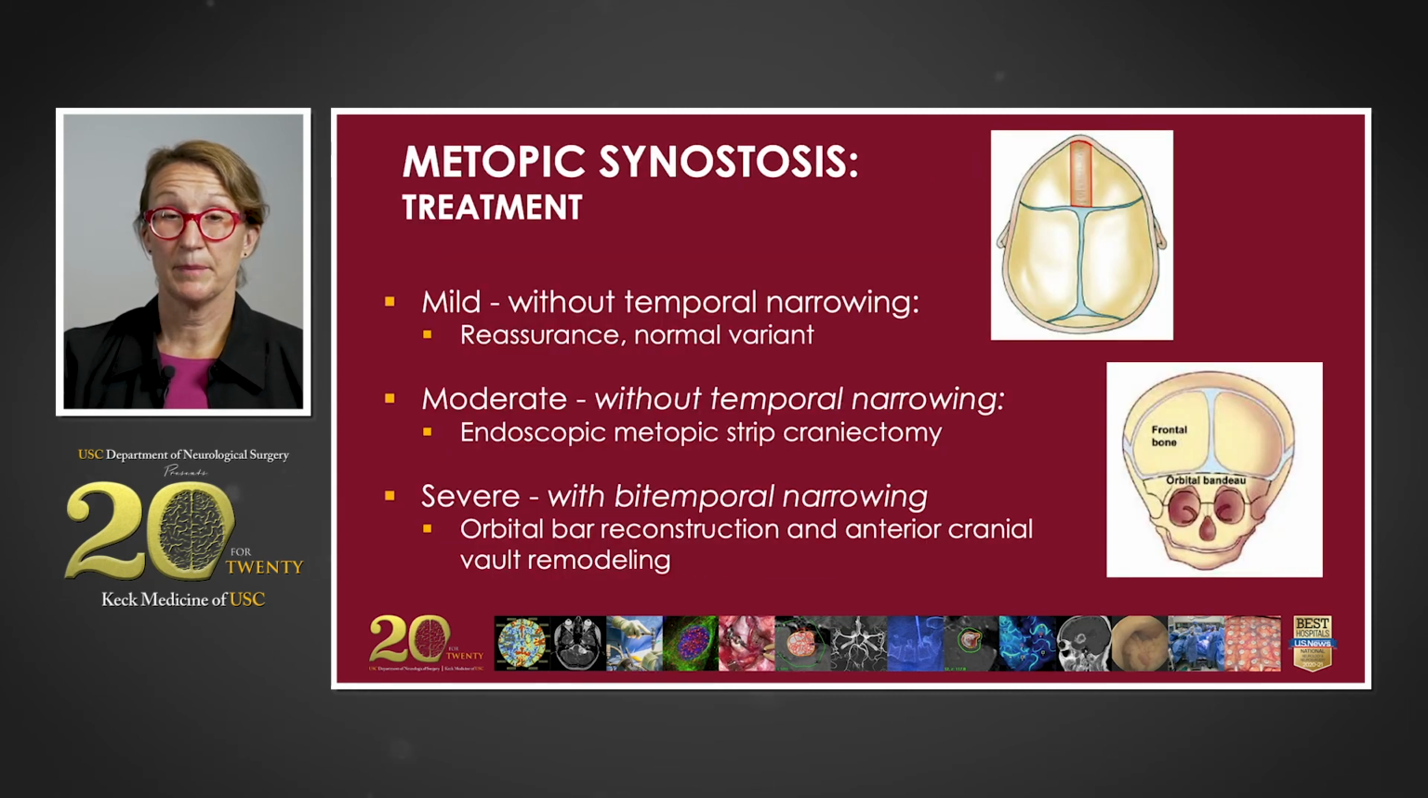The treatment of metopic synostosis varies depending on the severity of the synostosis and head shape deformity. Typically, these are mild, they do not have any bitemporal narrowing, and may only have a small palpable ridge on the forehead. In these cases, children are typically treated with reassurance to the parents and followed and told that this is a normal skull variant.